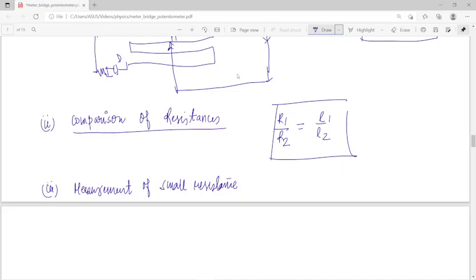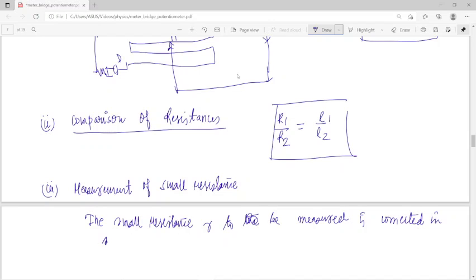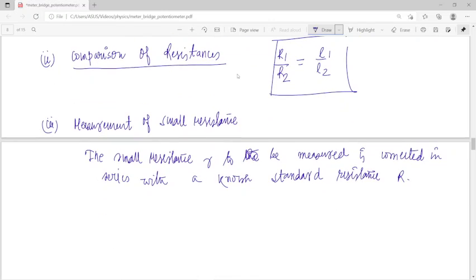The small resistance to be measured is connected in series with a known standard resistance, capital R. And if this happens, you will find that the formula is like that: (R plus R) by R will be L2 by L1.